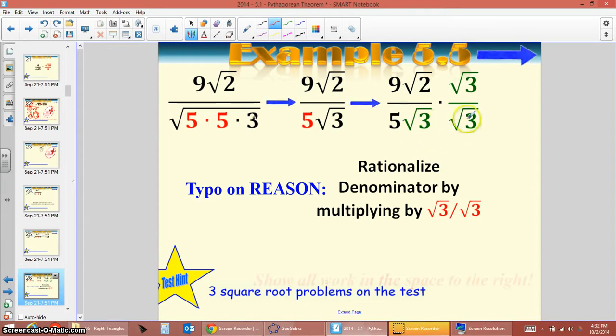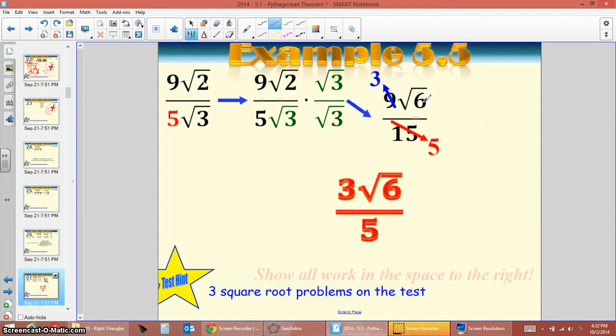This goes away and just is left with a 3. So I say 5 times 3 is 15. 9 times root 3 is, I got a root 2 and a root 3. I combine those together to get me a root 6. The 9 and the 15 reduces to be a 3 and a 5. I've got a 3 here, a 5 here, and a root 6. Remember how we raised the drawbridge and we get 2 times 3 is 6, and it stays under the radical? My final answer is 3 root 6 over 5.